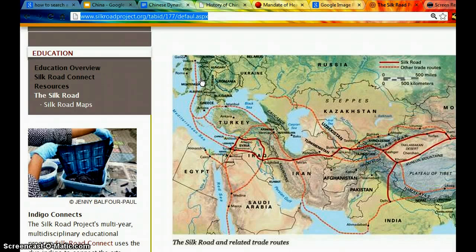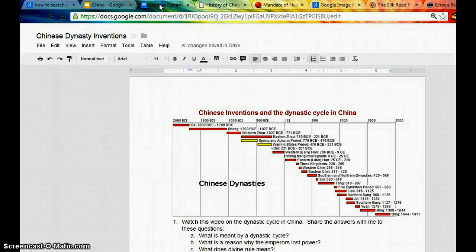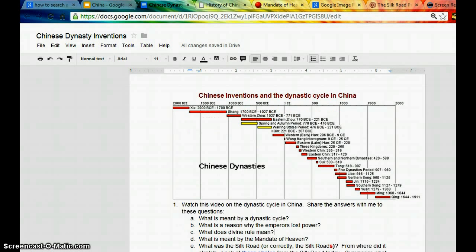And it wasn't that any one person traveled the entire Silk Road, but there were a lot of trading centers, and people would go so far, then trade it with somebody else who would go further, etc. And so it went across the Asian continent. And so again, today you're going to look at some of these inventions on your Chinese Inventions and Dynastic Cycle e-sheet.